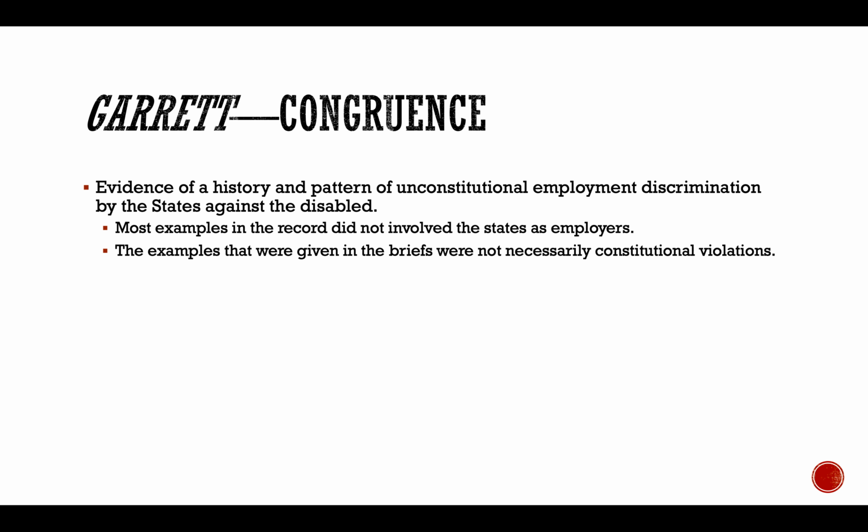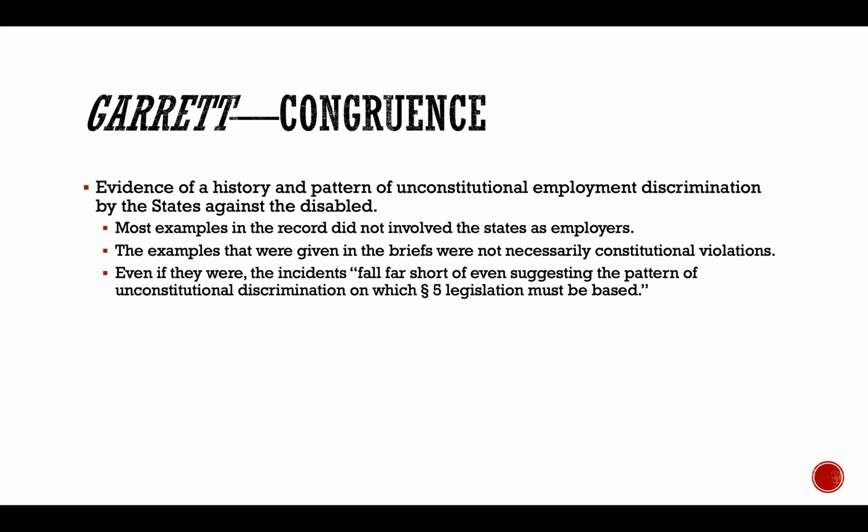So raising these examples doesn't actually help the argument that there is widespread discrimination that Congress is then entitled to remedy under its Section 5 powers. But Rehnquist says even if these 6 instances were examples of unconstitutional discrimination, he says in the next paragraph, they fall far short of even suggesting the pattern of unconstitutional discrimination on which Section 5 legislation must be based. Right? So why is that the case? Why are 6 instances not enough?